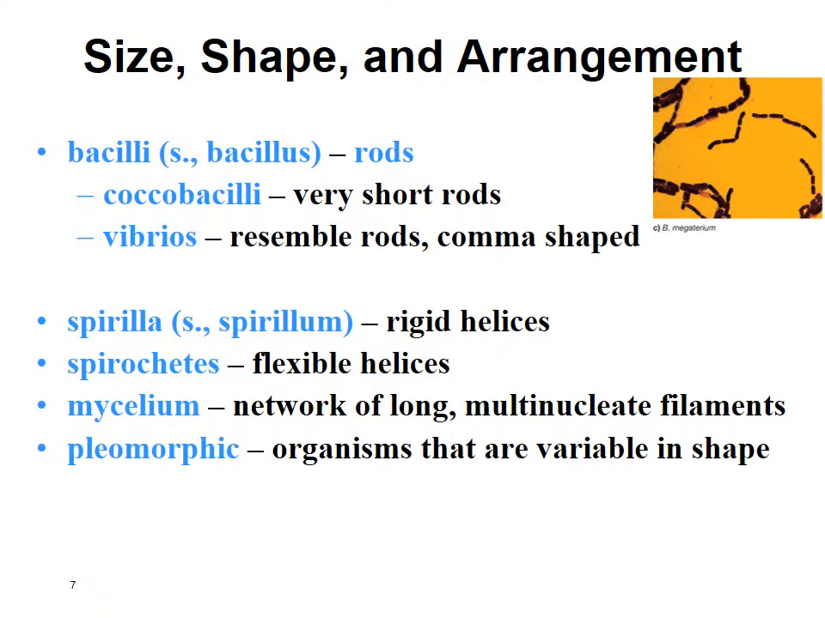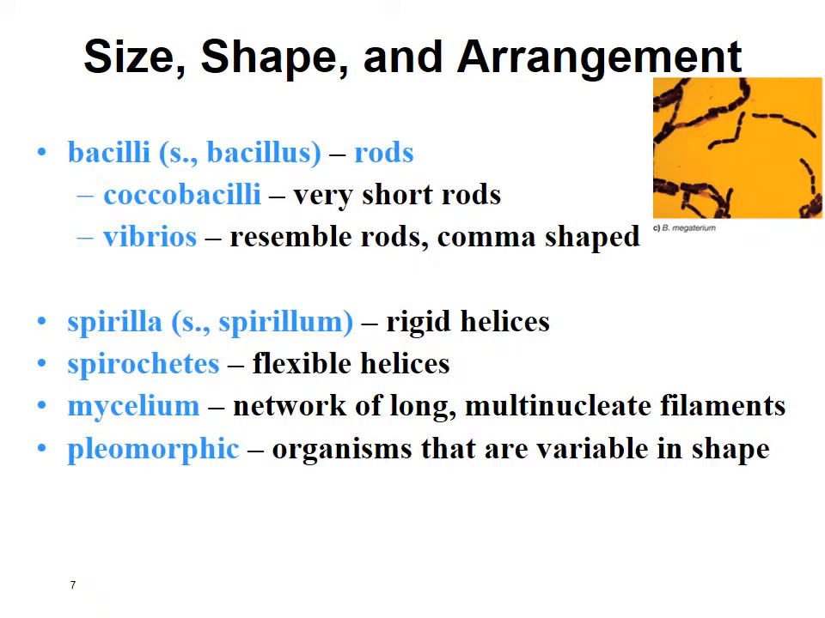The other common shape is that of a rod called bacilli, singular bacillus. Bacillus megaterium, the soil bacterium pictured here, is a typical bacterium with a rod shape. Now, the bacilli differ considerably in their length to width ratio. So, for example, the coccobacilli are so short and wide that they resemble cocci. Other shapes are not uncommon.